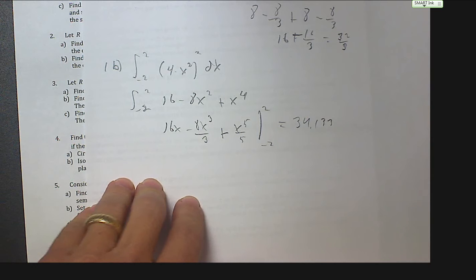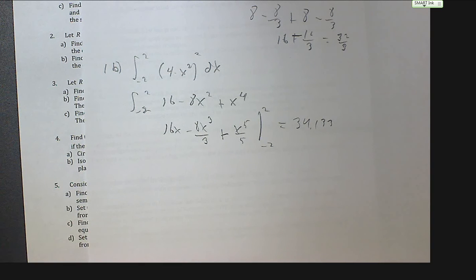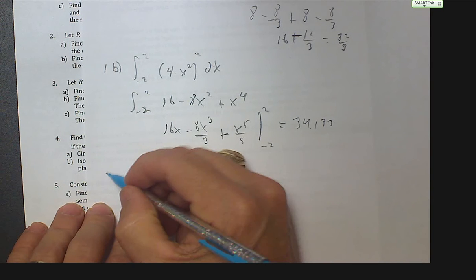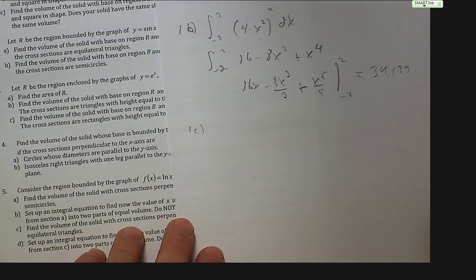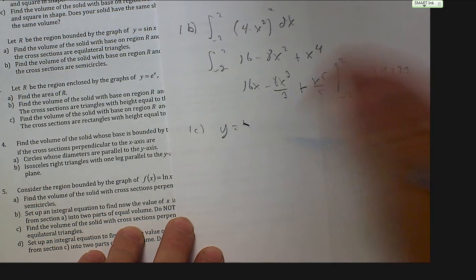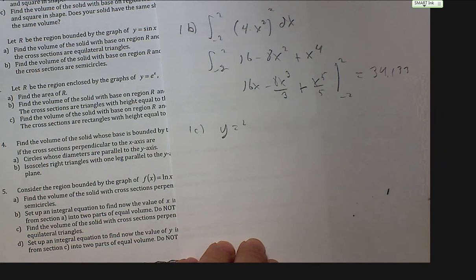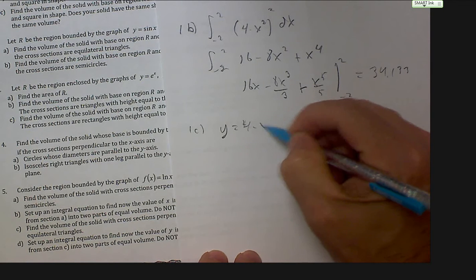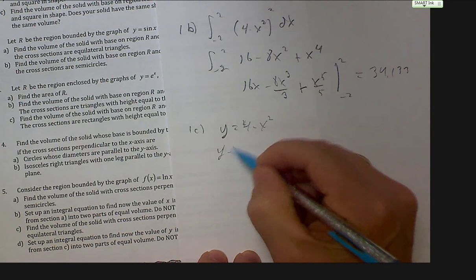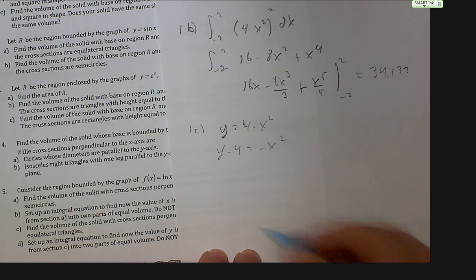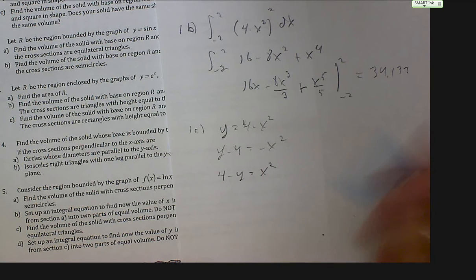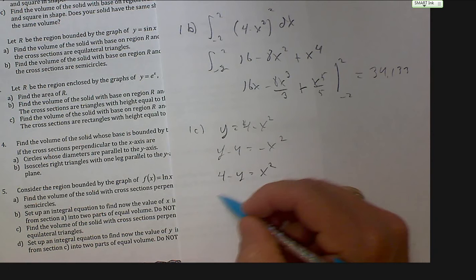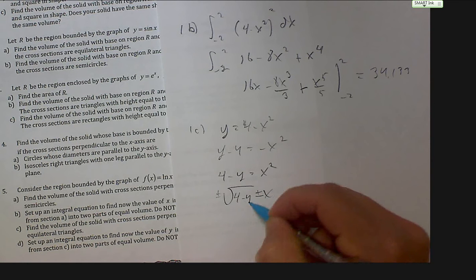All right. So now for the part I want to focus on today. Everything we've done till now is review. These 2 steps are review. Step C. We're going to take both equations and solve for x. So y equals 4 minus x squared becomes y minus 4 equals negative x squared, becomes 4 minus y equals positive x squared, becomes x equals plus or minus the square root of 4 minus y.